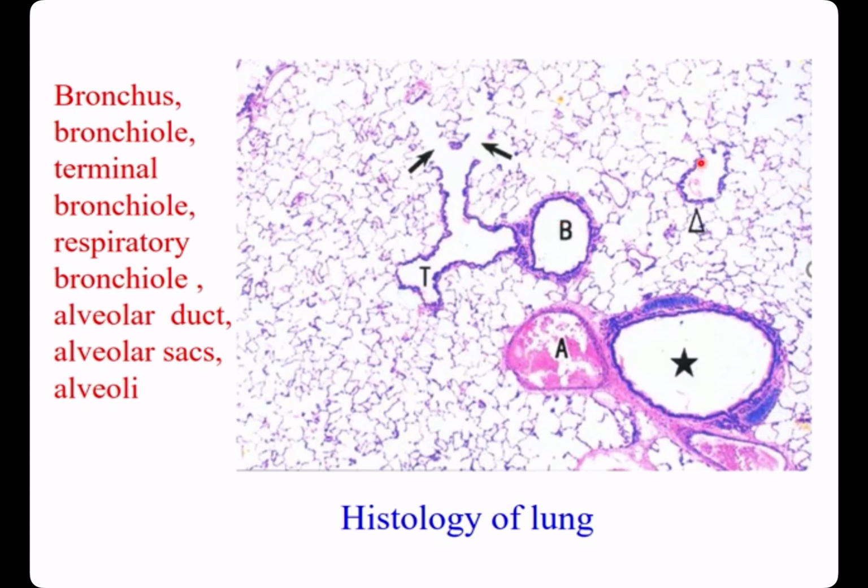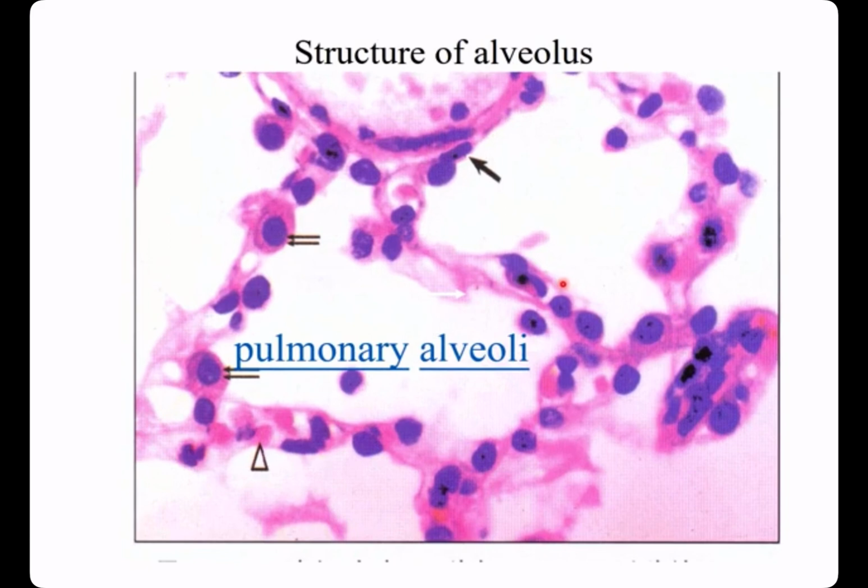Here and here are the terminal bronchioles. Here is the respiratory bronchiole. This is the alveolar duct. The rest are alveoli. This is the alveolus. The wall of the alveolus is very thin, covered with a single layer of alveolar epithelium.